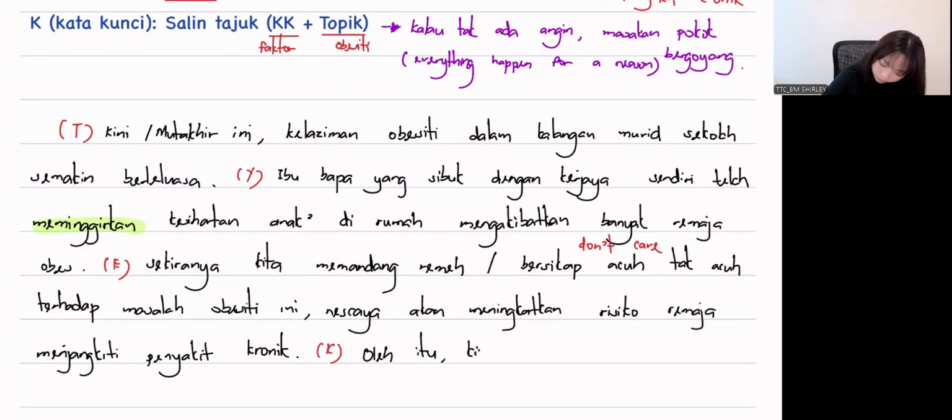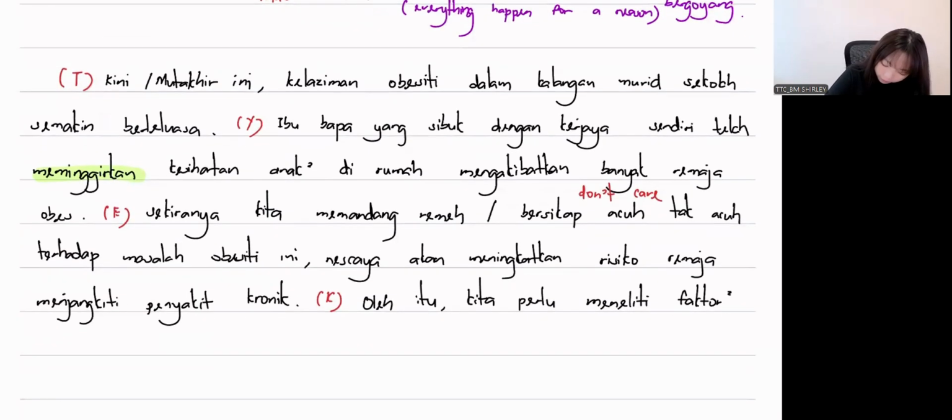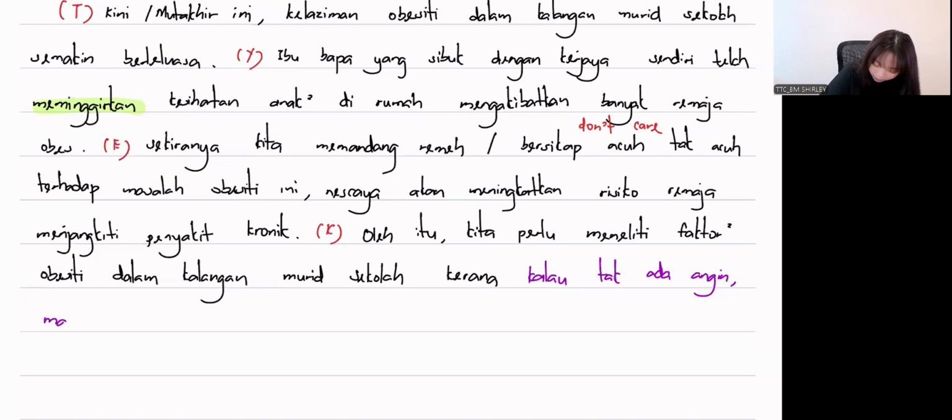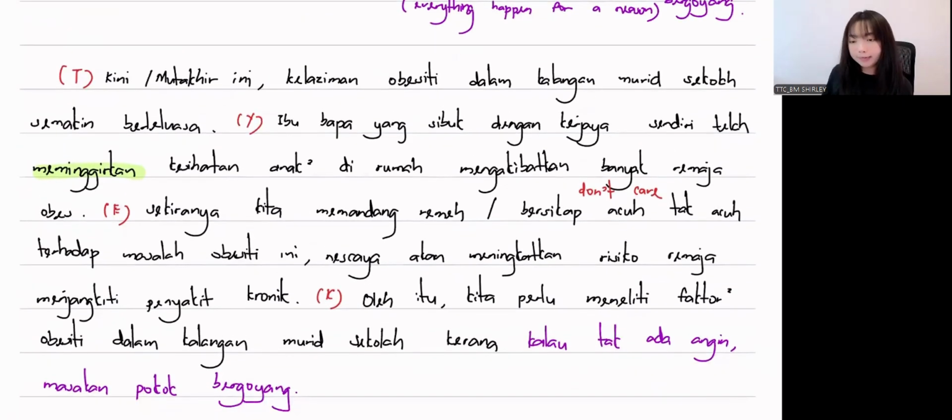Oleh itu, kita perlu meneliti faktor-faktor obesiti dalam kalangan murid sekolah. Kerana, then you put in the peribahasa, everything happens for a reason. Masakan pokok bergoyang. So this is how you end it with the peribahasa here.